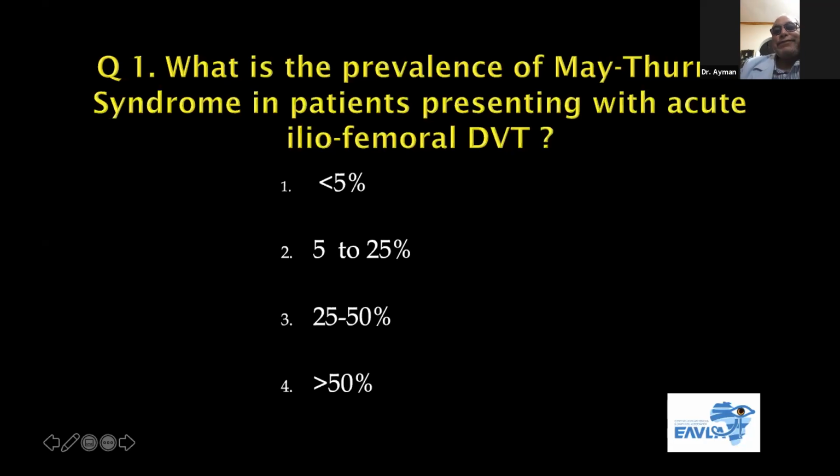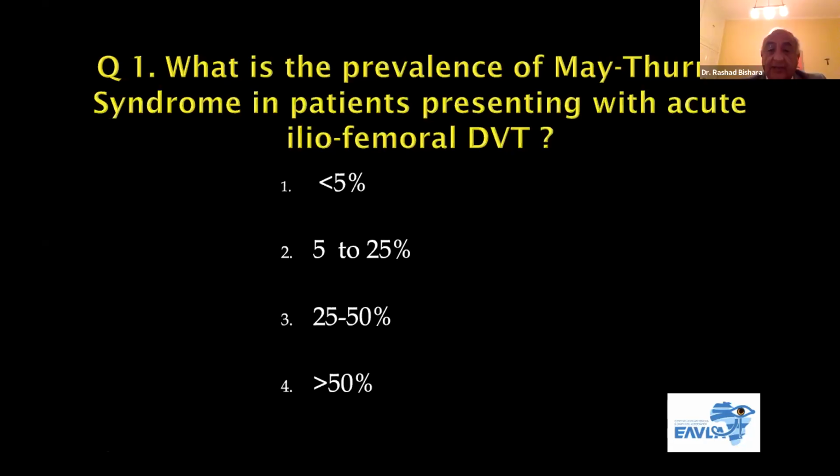Great. Okay, the real answer is actually that it's greater than 50%. It's somewhere between 50 and 60% of patients presenting with acute iliofemoral DVT who suffer from iliac vein compression, the type of May-Turner syndrome. It's quite an important number.